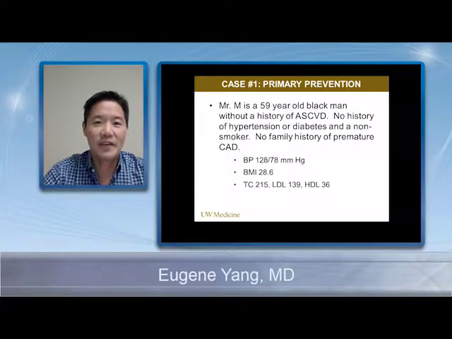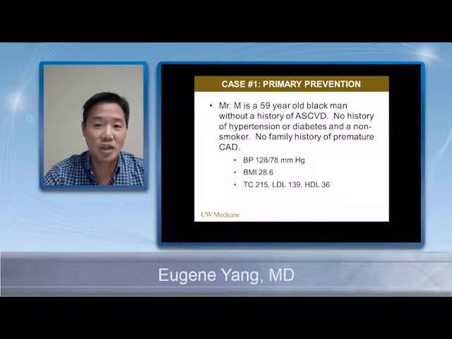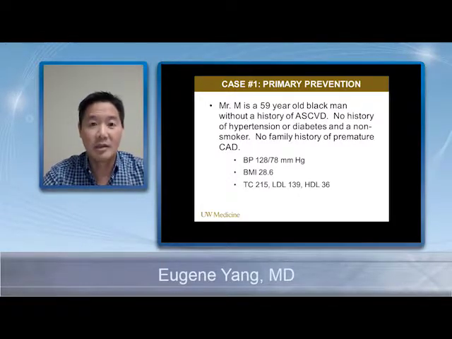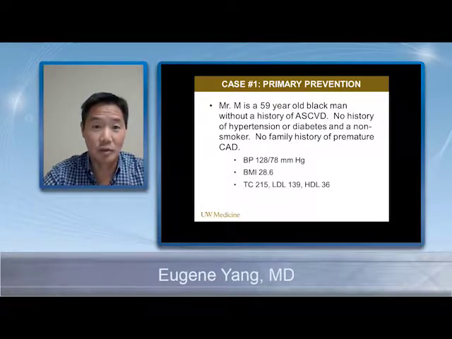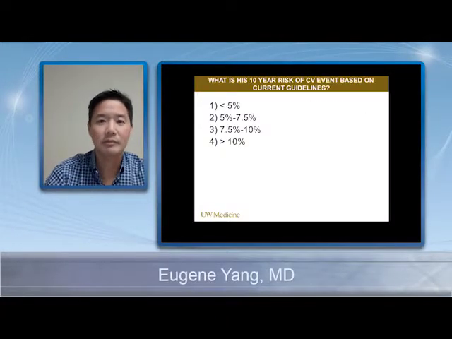So Mr. M is a 59-year-old black man who does not have a history of atherosclerotic cardiovascular disease. There's no history of hypertension, diabetes, and he doesn't smoke. And there's also no family history of premature coronary artery disease. You can see the patient's blood pressure is well controlled and beneath the current guidelines of less than 130/80. His BMI is in the overweight category at 28.9, and you can see his lipid profile. He has a slightly low HDL cholesterol, and his LDL cholesterol is mildly elevated at 139.